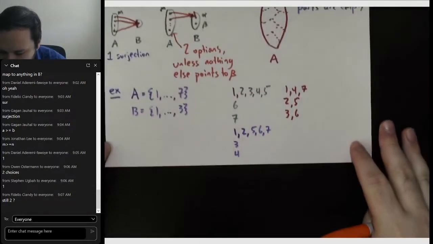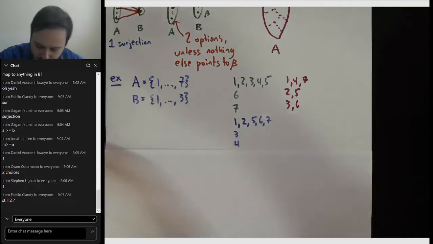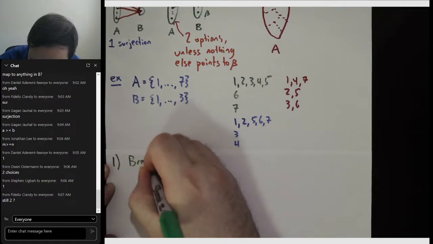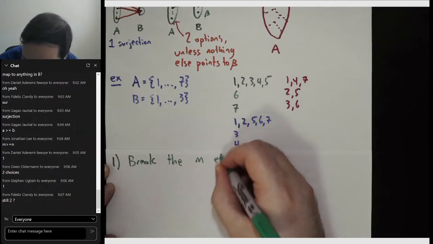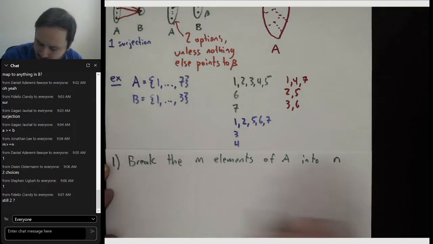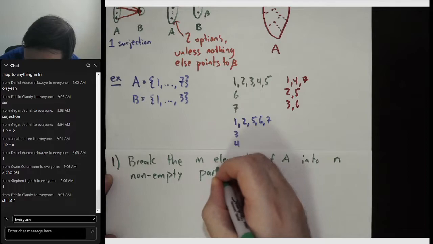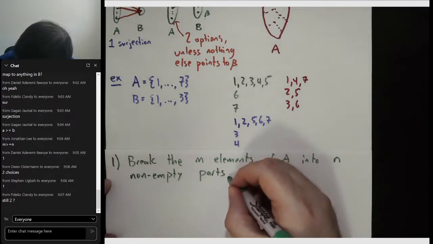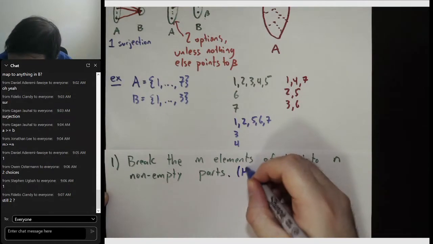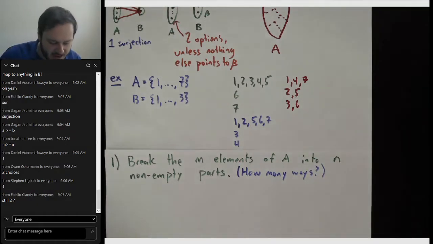So here's my rule of product calculation, my rule of product process. Step 1 is going to be break the m elements of A into n non-empty pieces. And there's going to be a big question mark here. How many ways to do this? I don't know. That's going to be a separate question. And then I'll come back to that question.